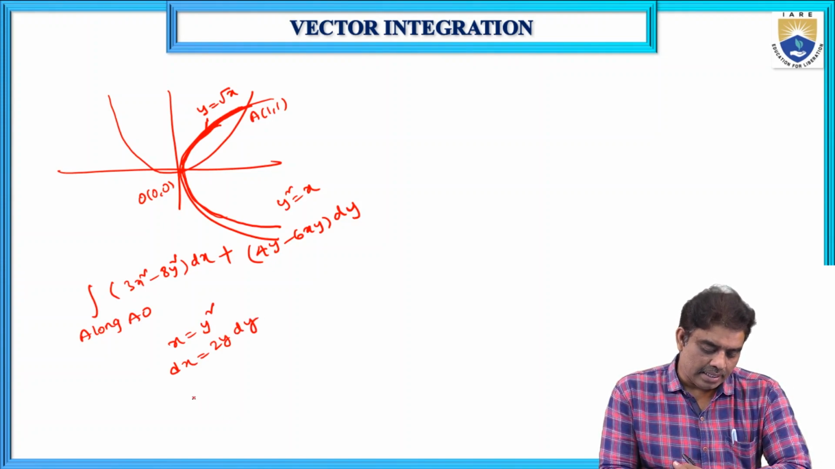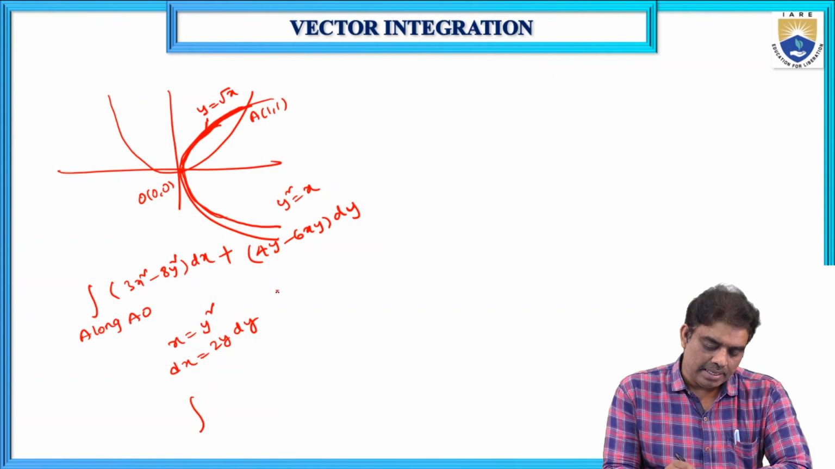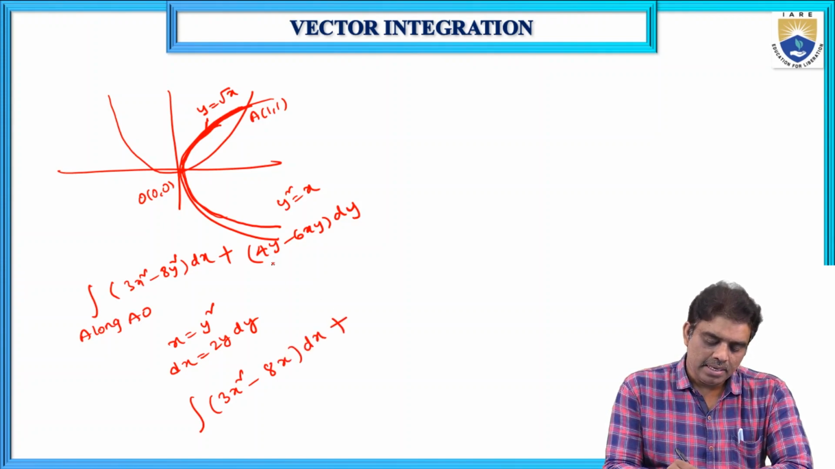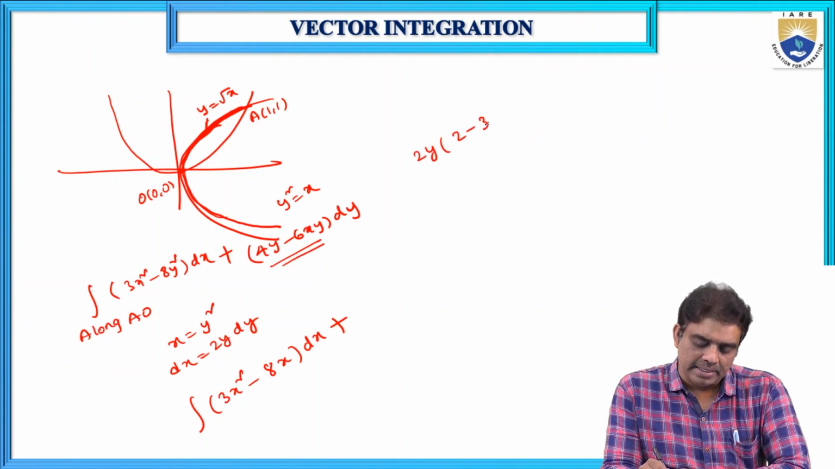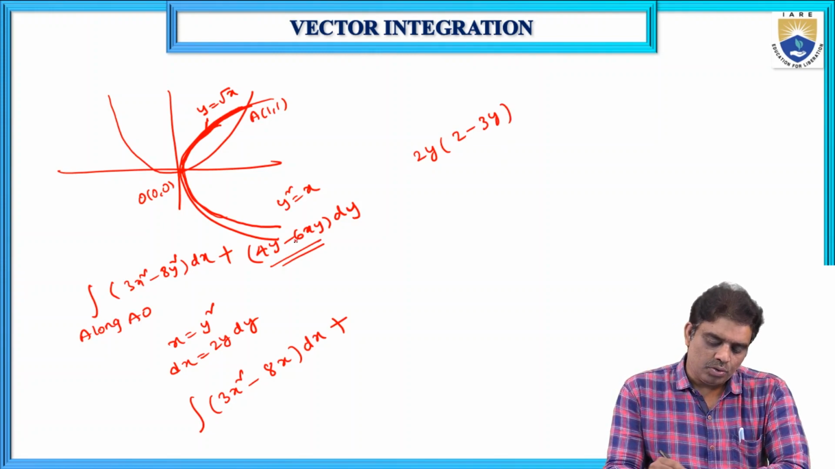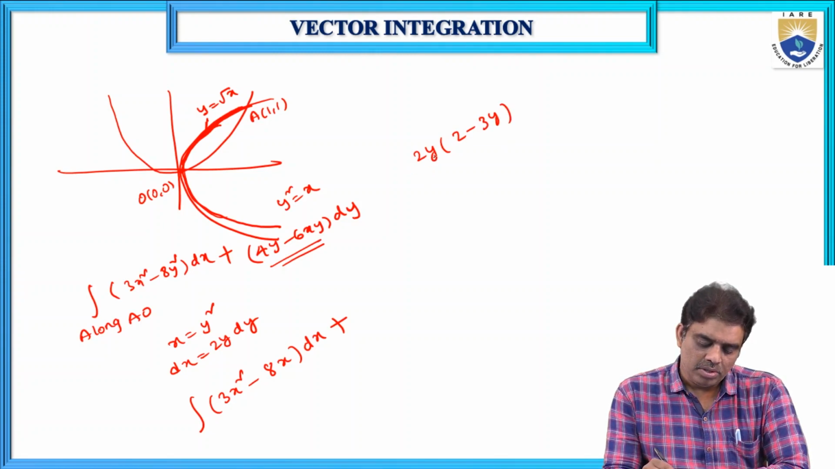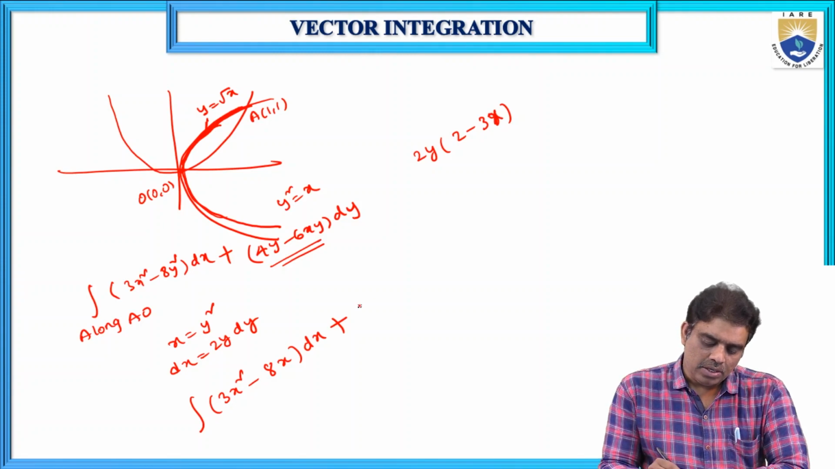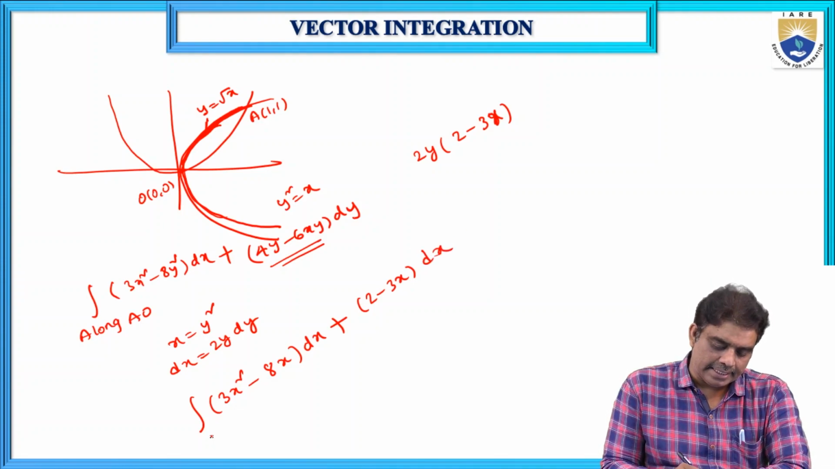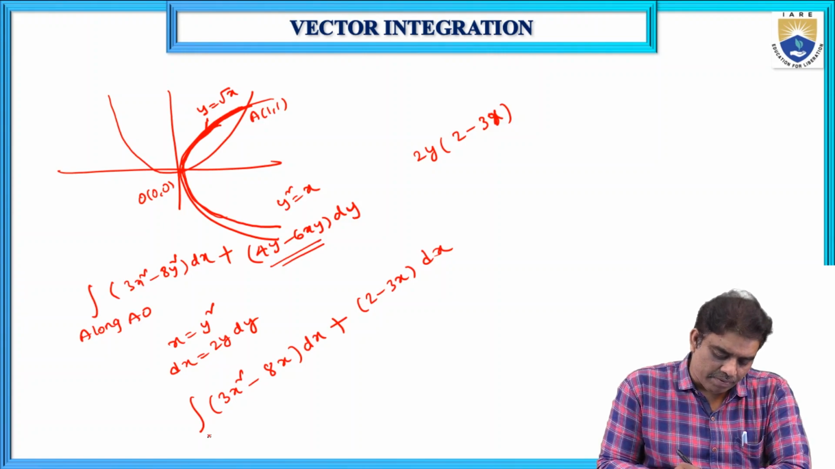So we can take this integral 3x square same, 8 into y square means x, dx as it is. And if you take common 2y outside, then you will get 2 minus 3y. Am I right? 2y into 2, 4y. 2y into this is 3x. 2 minus 3x into 2y dy. 2y dy can be replaced by dx. That is the integration. And here the limit x for 1 to 0.